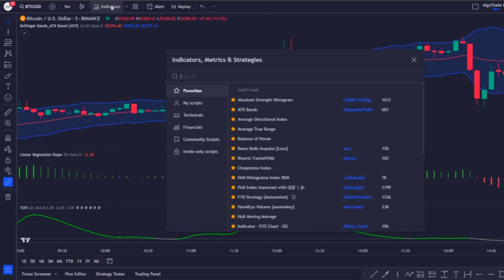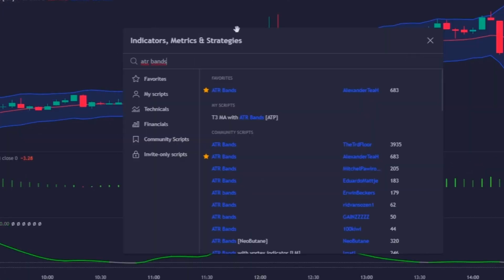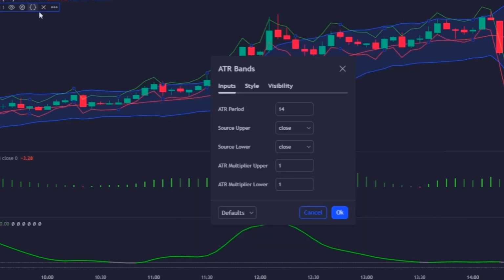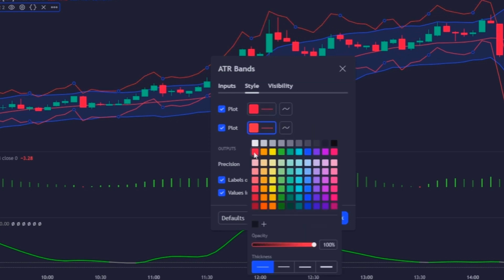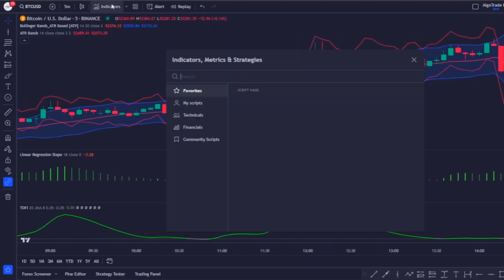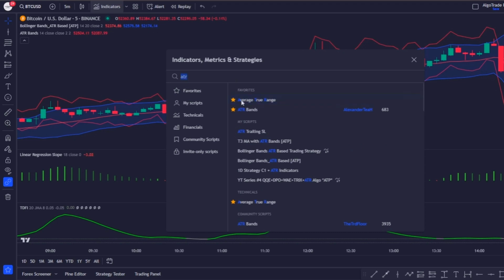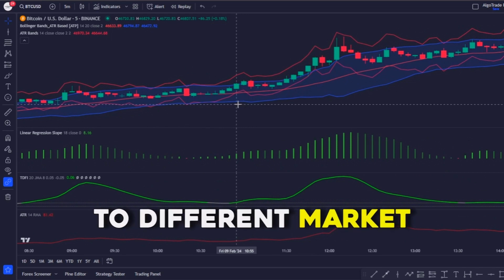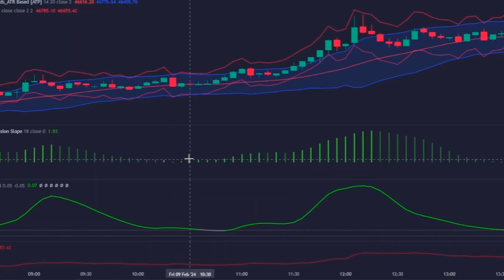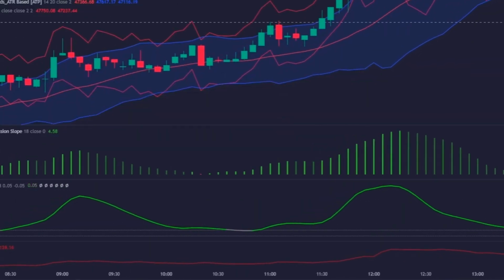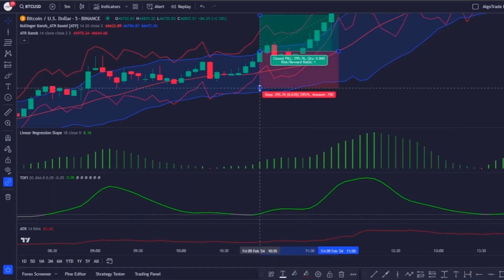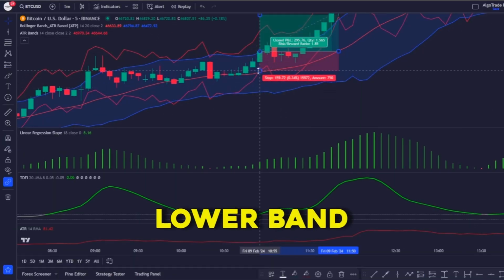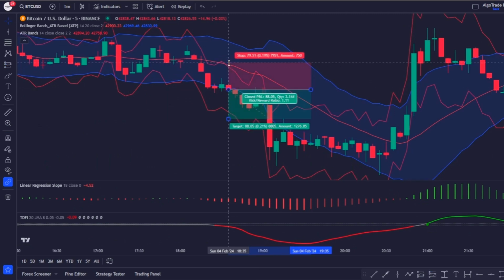For risk management, I will use the ATR bands indicator to place the stop losses. You can pick this one provided by this trader. And on the settings, let's change the multiplier values to 2 and this green color to a red one. For those who don't know, this indicator is based on the average true range indicator, which is the best volatility indicator that you can use to adjust your risk management to different market volatilities. In this way, the stop losses will be inserted on the bands from this indicator. For a long position, the stop loss will be inserted on the lower band, and for a short position, it will be inserted in the upper one.